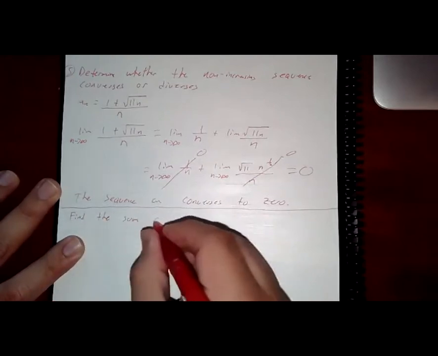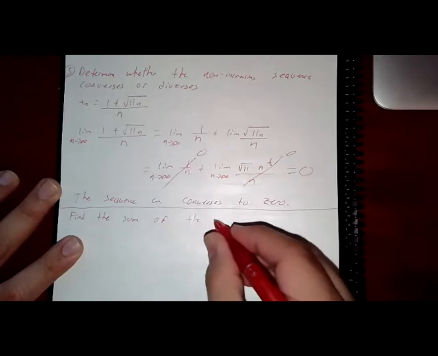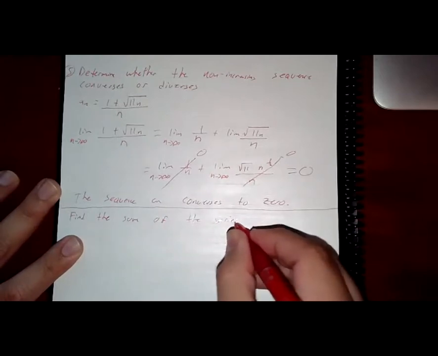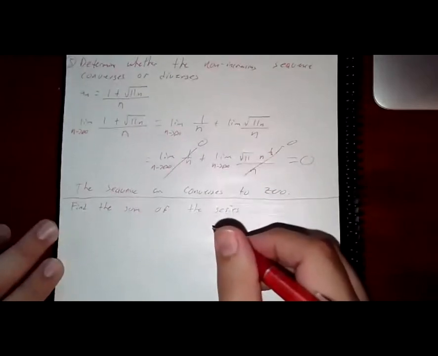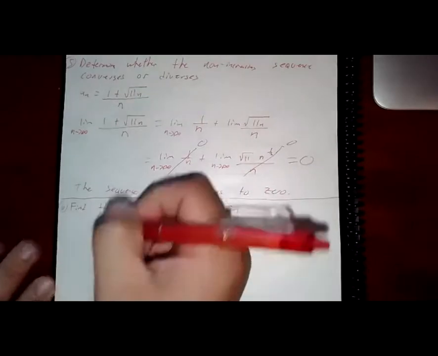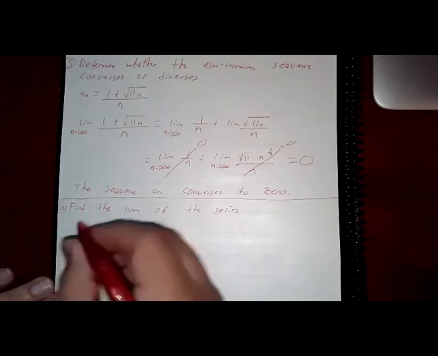Find the sum of the series. So as soon as I hear find the sum, there must be a type where finding the sum is easy, like a geometric series or something like that. They're not asking about converging or diverging, they're just asking to find the sum.